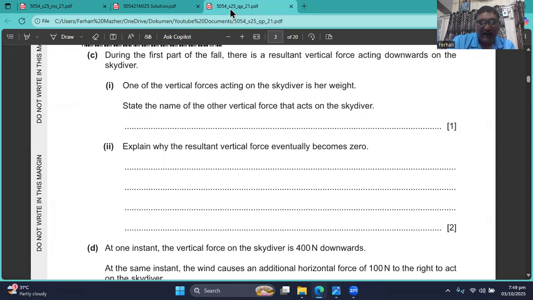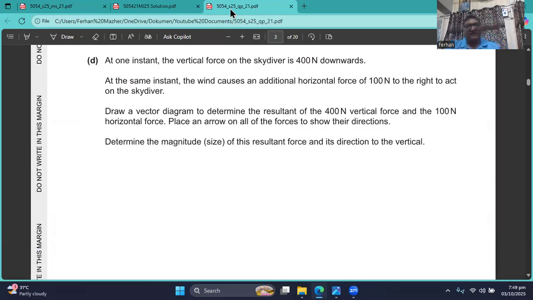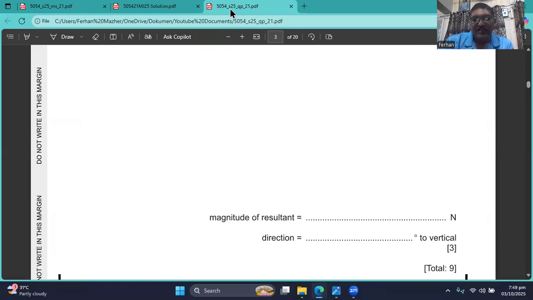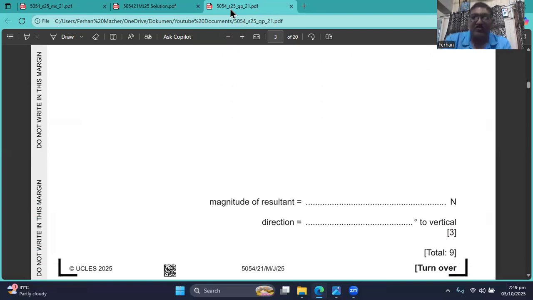Okay, so question number 1 and its D part. He says at one point the vertical force on the skydiver is 400 newtons downwards. At the same instant, the wind causes an additional horizontal force of 100 newtons to the right to act on the skydiver. Draw a vector diagram to determine the resultant of the 400 newton vertical force and the 100 newton horizontal force. Place an arrow on all of the forces to show their direction. Determine the magnitude of this resultant force and its direction to the vertical. This is a 3 marks question. We have to tell the magnitude and the direction of the force.